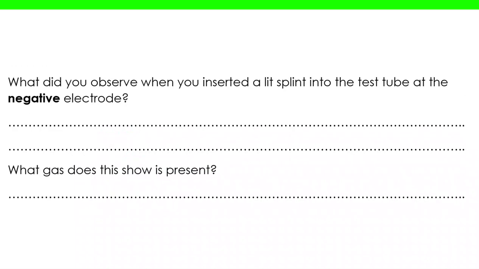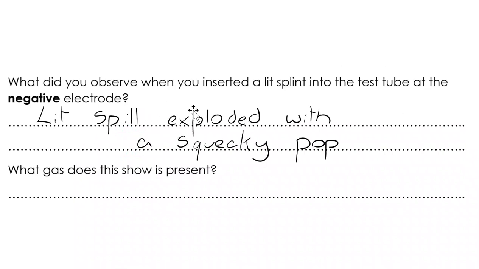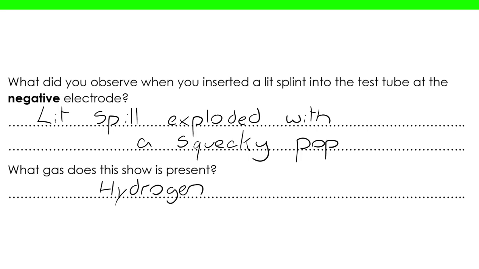Let's move to the negative electrode. We're inserting a lit spill or lit splint. What did we see? What does it tell us? Well, at the negative electrode, if you insert a lit spill or splint, it explodes with a squeaky pop, which is the characteristic test, the standard test for hydrogen.